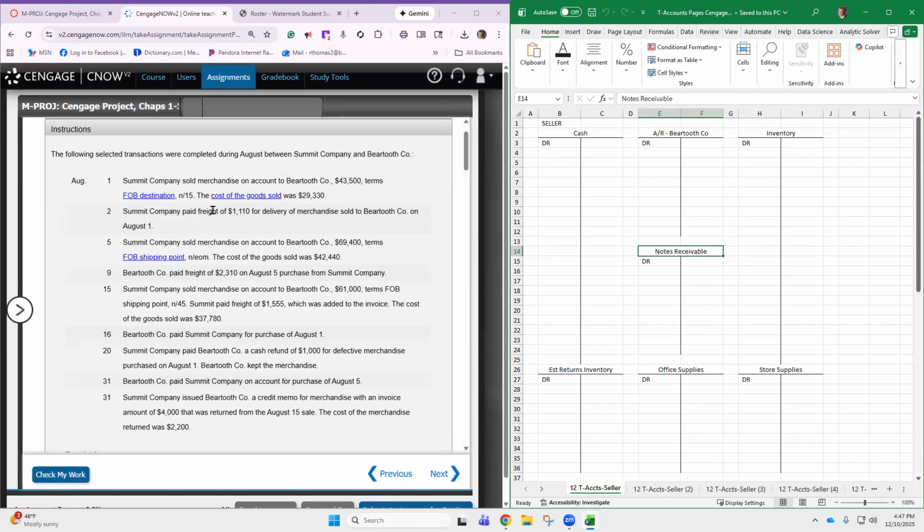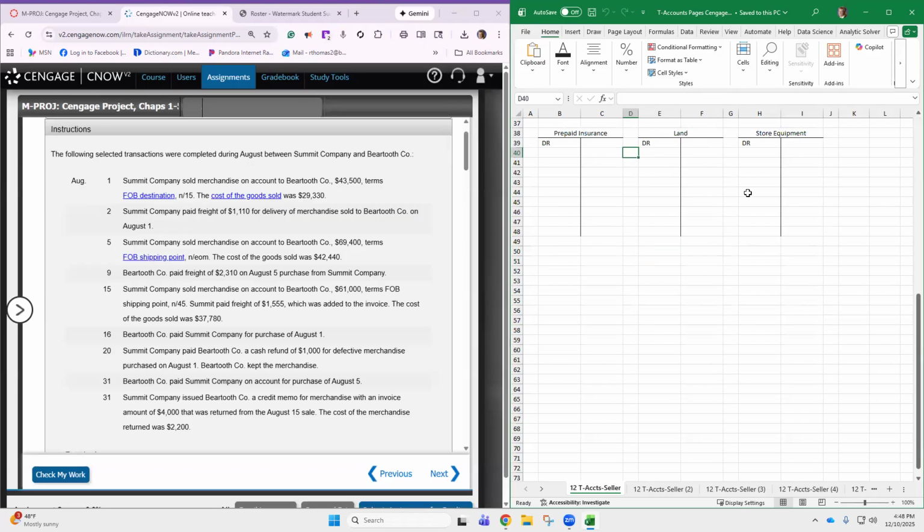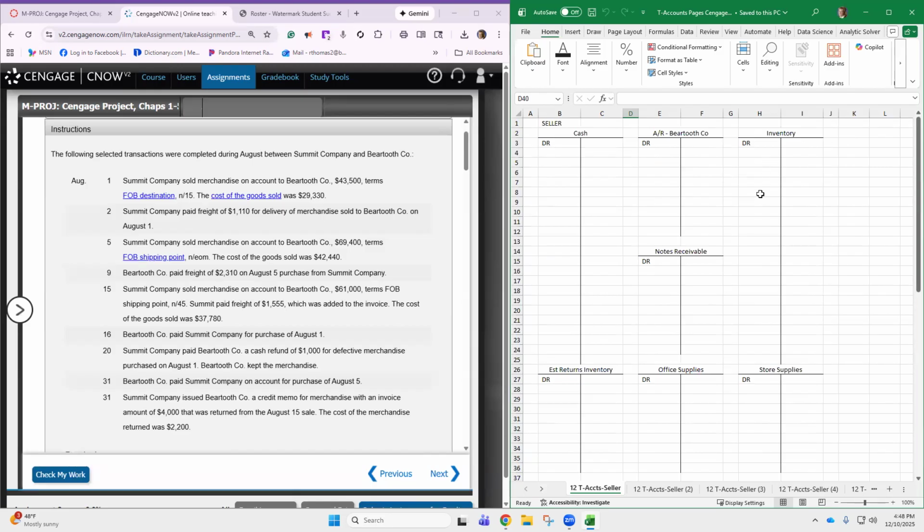All right, so if you're going to sell something, so it says Summit sold merchandise on account to Beartooth. The amount was $43,500. Okay, so let's go ahead and put $43,500. Now you might need to look at different amounts here. Just a second. What is going on? Oh, okay. So remember, okay, all right, $43,500. The terms are FOB destination.